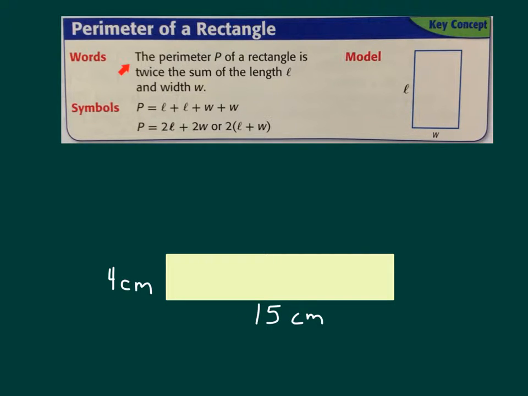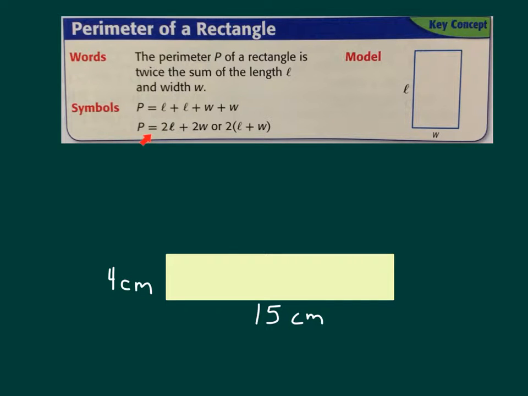In words, the perimeter is twice the sum of the length, which we could put as L, and the width, which is W. So the formula, we could look at it like this: perimeter is length plus length plus width plus width. That would be the perimeter of a rectangle, because there are two lengths and two widths. So you just add them all together.